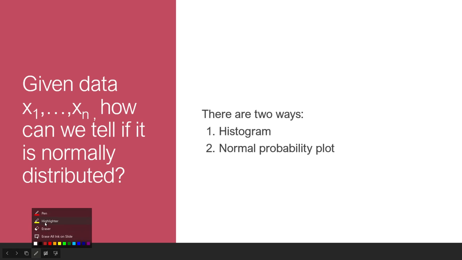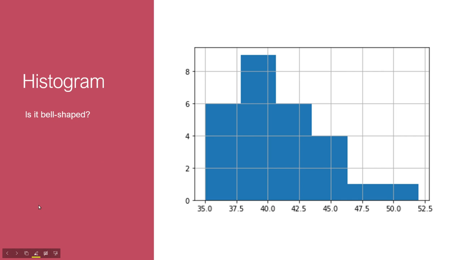There are two ways that we can check. The first of these we're going to look at is the histogram method, and the second is a normal probability plot, or more generally a quantile plot. The histogram method is exactly how we've described it: you draw a histogram and you determine whether or not that histogram is bell-shaped.